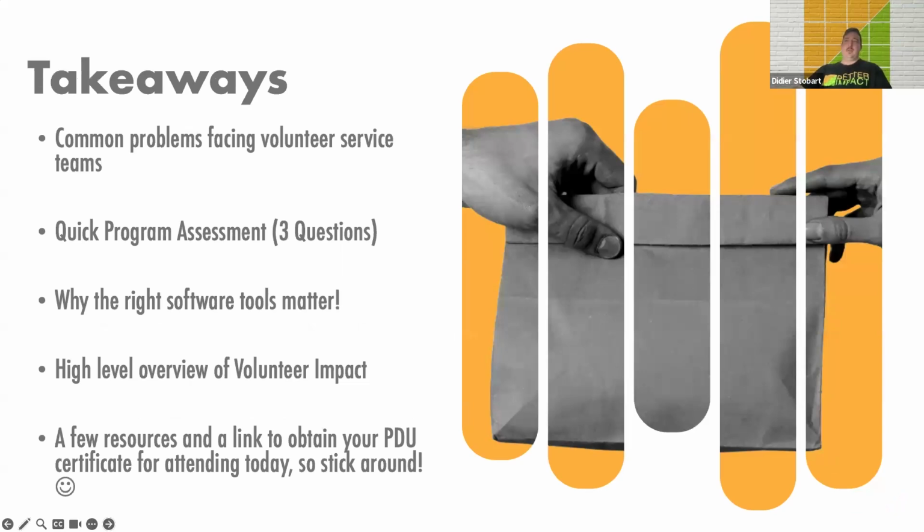Now, what we'll be looking at today: a couple of common problems facing volunteer service teams. We're going to have a quick program assessment, essentially 3 questions. We'll be asking everyone to answer in the chat, just so everyone can get an idea of similar issues that are faced in organizations. We're going to look at why the right software tools matter. We're going to have a look at a high-level overview of volunteer impact. And then at the end of the session, I'll have a link for you for your PDU certificate, just for your attendance today, so you've got proof of that attendance if needed.